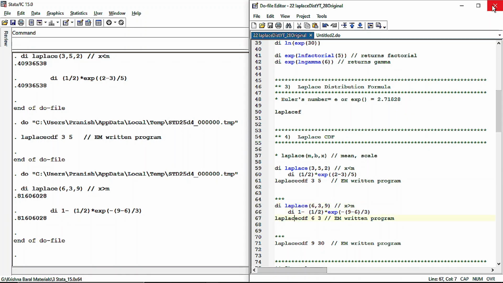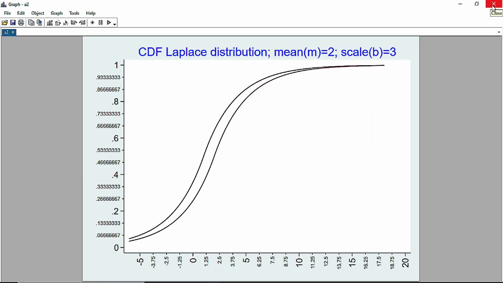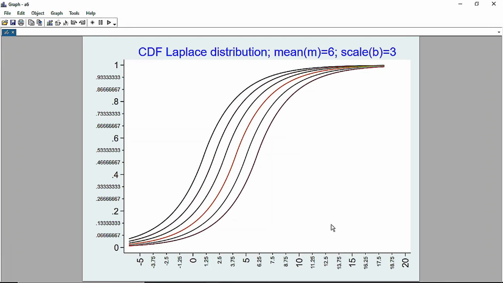Here we are going to get the CDF for m ranging from 1 to 6, and we will see it for the value 9, which was 82%. For x equal to 9, what is the value of the CDF? It is somewhere over here, ranging from about 80 to 82%.